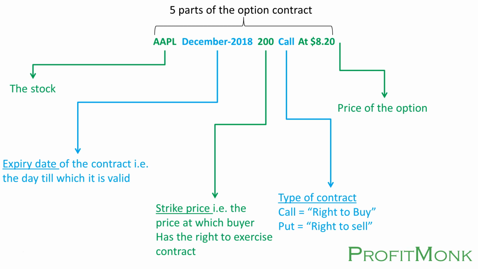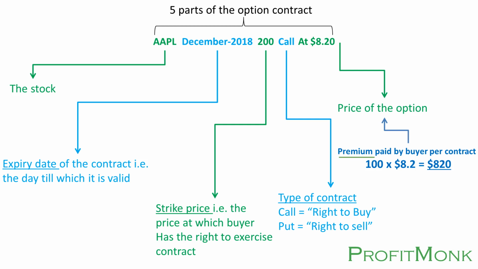And the last part is the price of the option, or sometimes also called the premium of the option. So when you as a buyer or a seller enter into an agreement, the buyer pays a premium to have the right, and the seller receives that premium.